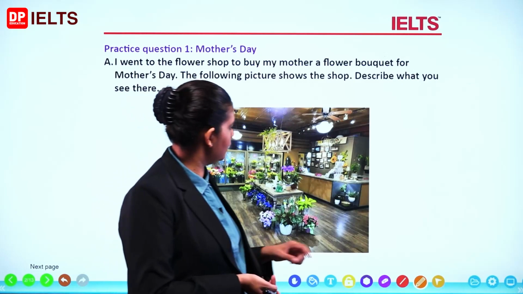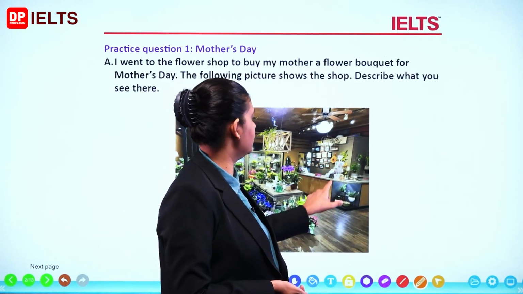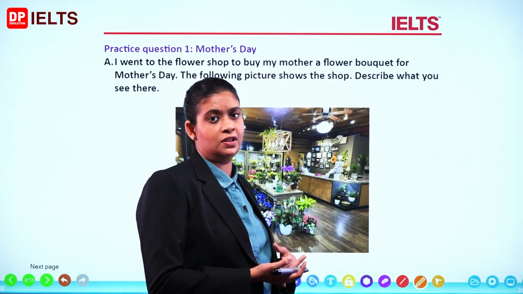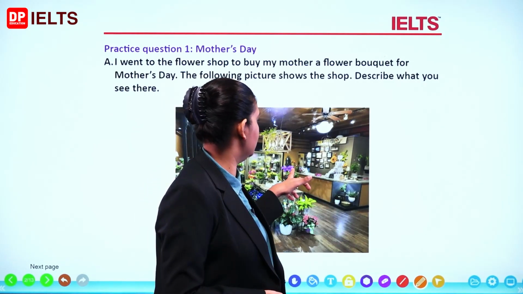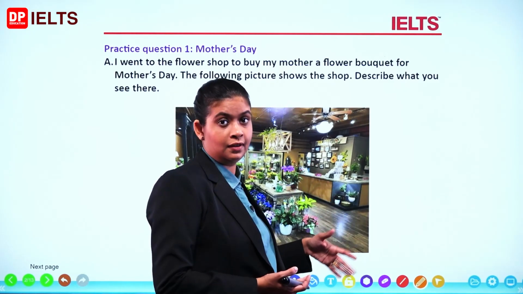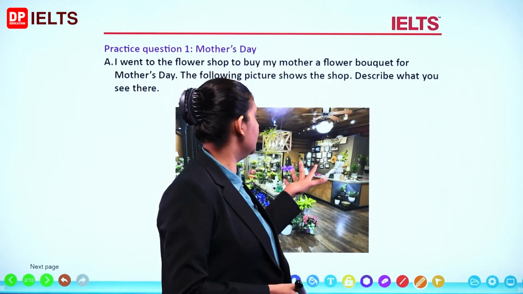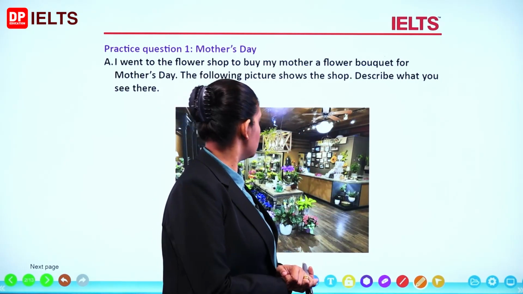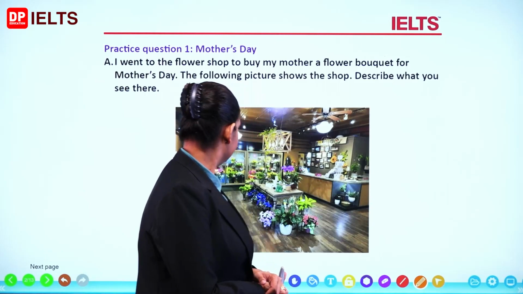And apart from that, I think here you have cards that you could select maybe for birthdays, anniversaries, okay? And I think here is like the cashier, and this is the place where they make the flower bouquets. Behind you can see there is a wall and lots of pictures hanging on the wall.